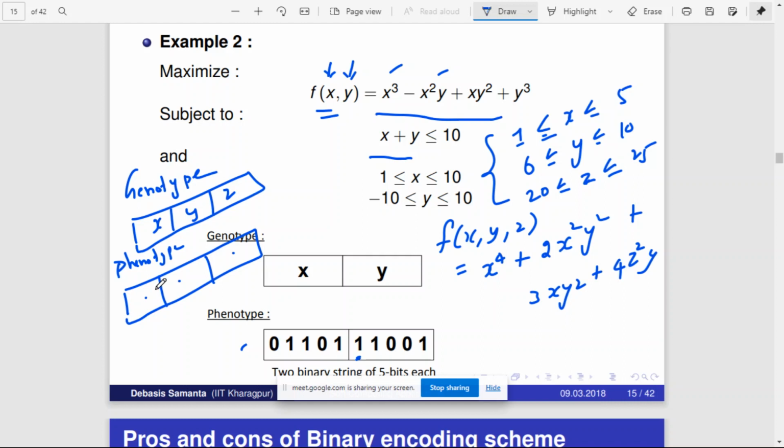Yes. Can I put 6 here? For X, can I keep 6? No. Can I keep 3? For Y, can I keep 7? Yeah. For Z, anything between 20 and 25, maybe 21, right? So this is an example for genotype, and this is an example for phenotype, right?